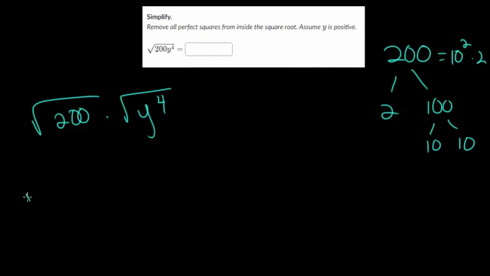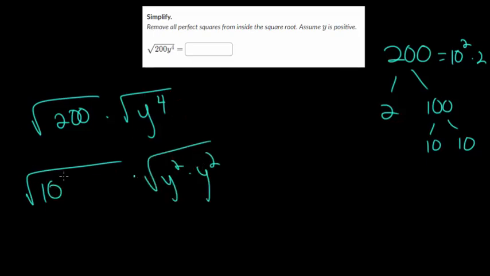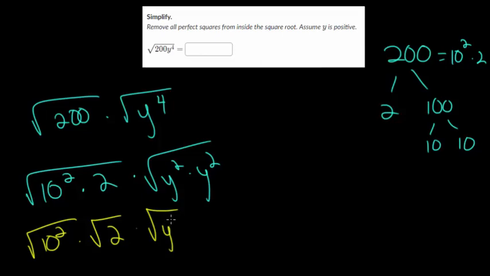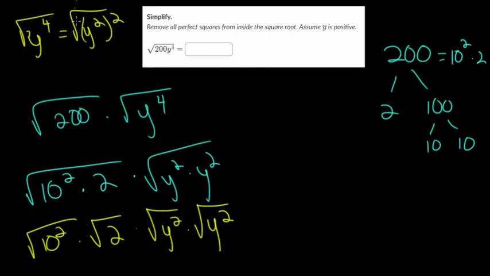And y to the 4th, I will rewrite that as y squared times y squared. So y squared times y squared for this term, and this was 10 squared times 2. Now we want to separate it into individual square roots. So we can make this root 10 squared times root 2, and this one can be root y squared times root y squared. Or if you want, root y to the 4th is really just the square root of y squared squared, and then the square root and the square cancel, and you just get y squared in the end. But in each of these, you would just get y, and then combining them makes y squared.